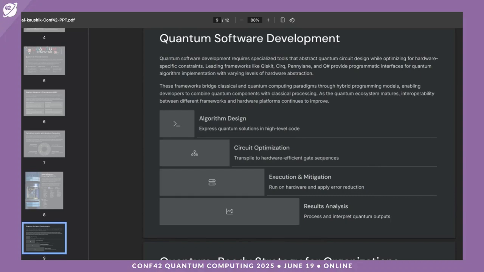Iteration is key, basically. Simulate with realistic noise models, adjust circuits, run hardware tests, analyze deviations, tweak again. Over time, teams develop intuition. You get to know this over time.